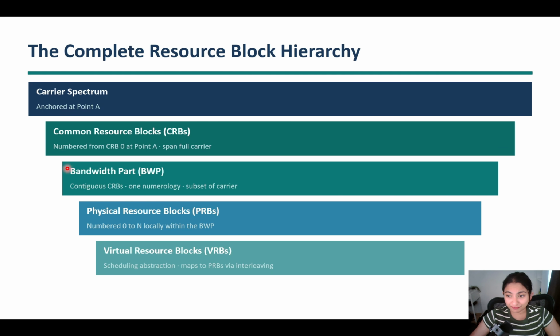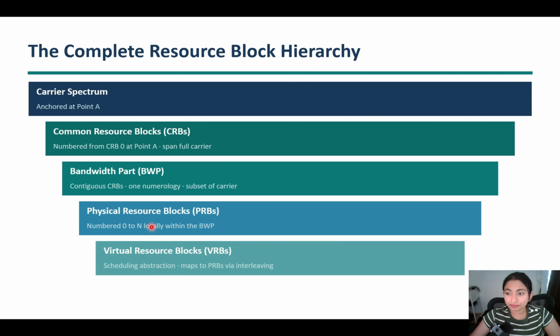Then we have bandwidth part. A bandwidth part is a set of contiguous common resource blocks which belong to one individual numerology. So if you see this diagram, you'll understand that point A may or may not belong to a bandwidth part. A bandwidth part is a set of common resource blocks that the UE uses for transmitting PDSCH or PUSCH.